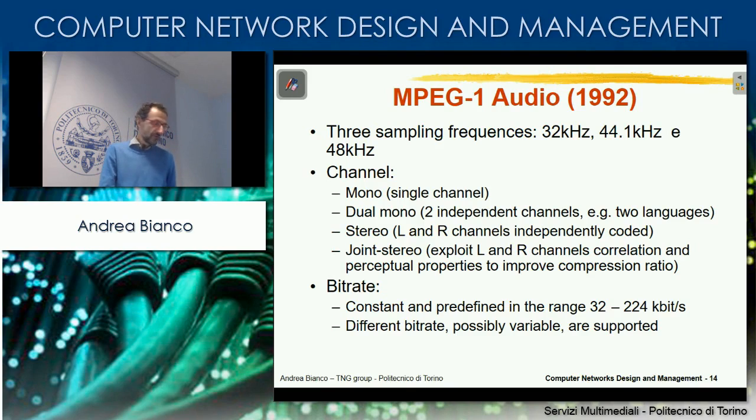So the standard tells you that you can have a full set of features of coding schemes at different speeds, but all of those schemes are fixed bit rate. So once you have selected one coding scheme, you will transmit at that constant bit rate. And you see that the bit rate is fairly limited.